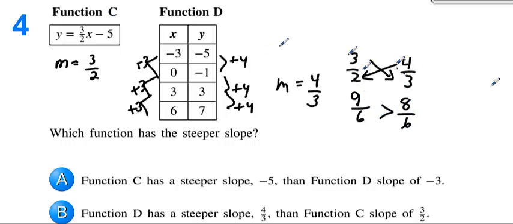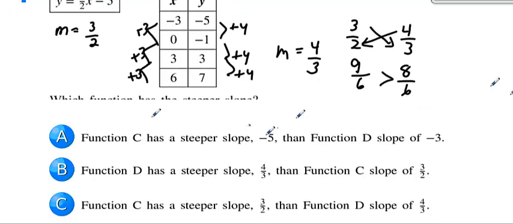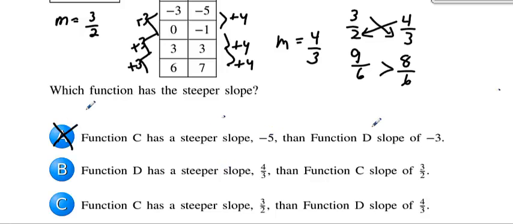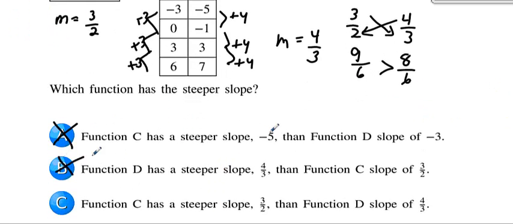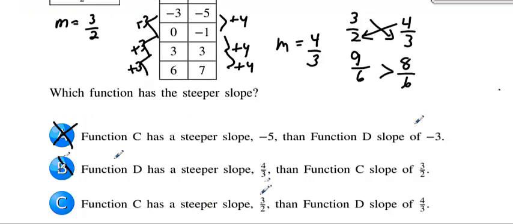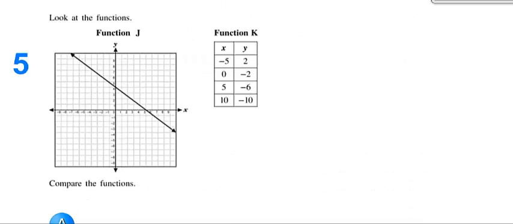So function C. Function C has a steeper slope, -5. Well, that's wrong. Function D has a steeper slope. That's wrong. Function C has a steeper slope, yes. Then function D, yes. So that's the one that makes sense. So you have to read the answers too, because they try to trick you a little bit. Okay, number 5.